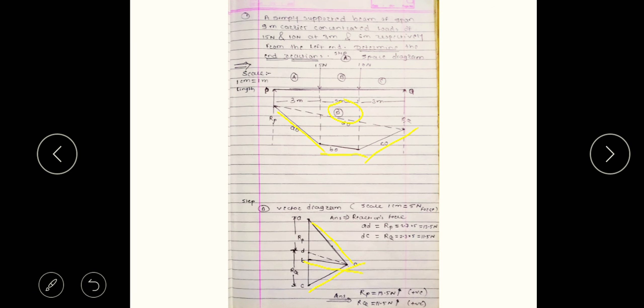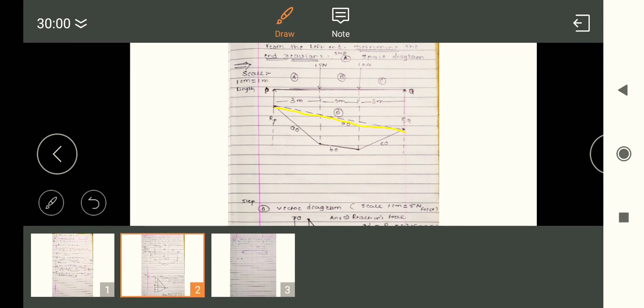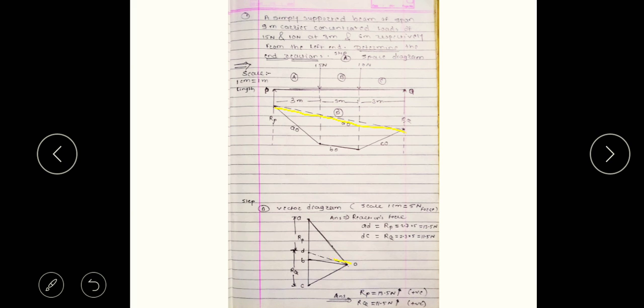By this way, at the final stage you need to take the parallel to this dash line and draw the line into the vector diagram that should pass through the O point. Somewhere that line will intersect the vertical line ABC, and that point is nothing but the D point. So this is the way you will get the D point on the vertical line.